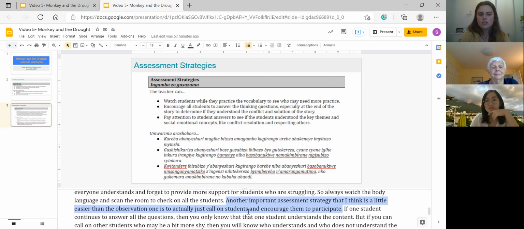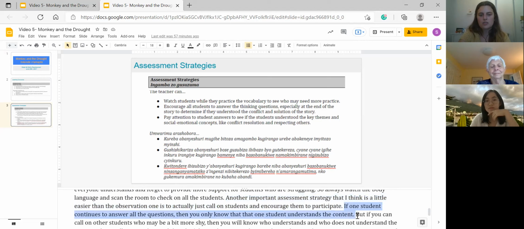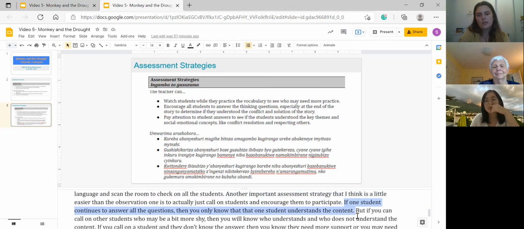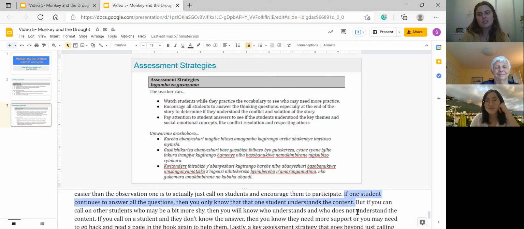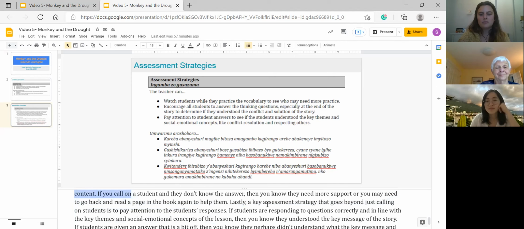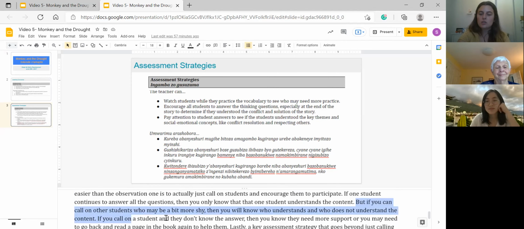If one student continues to answer all the questions, then you would only know that the one student understands the content. So again, if Jingran is like, I know the answer, pick me, I know it, I know it, well, then I know that Jingran knows, but I don't know about everybody else. So if you can call on other students who may be a bit more shy or a little bit quieter, it'll help you to know who's really understanding and who's not understanding.